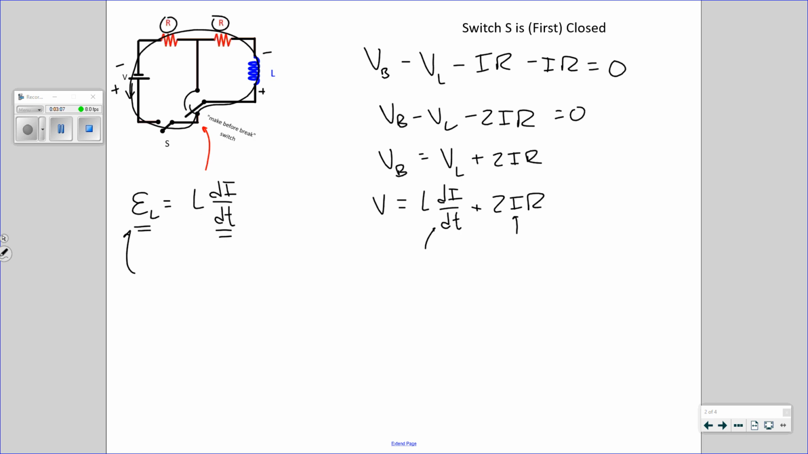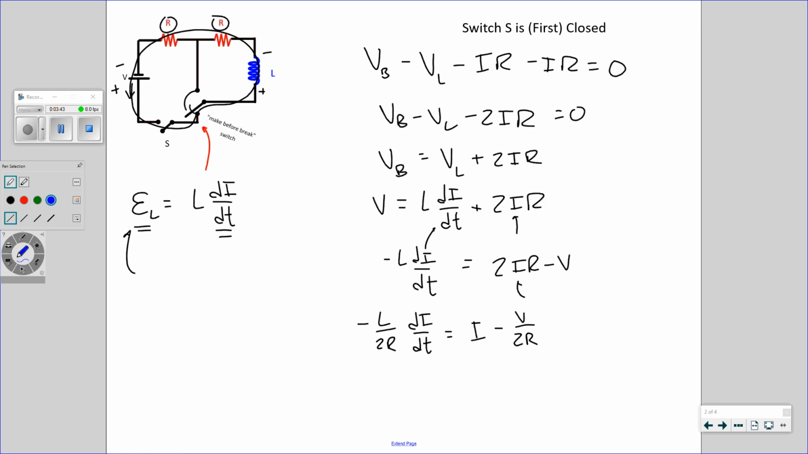I'm going to write this as follows. I'm going to leave the 2 IR by itself minus V equals negative L di dt. All right, what I'd like to do is get the I's by themselves. So that means I'm going to do negative L over 2R di dt is I minus V over 2R. Now, from a notation standpoint, we can make some use of the fact that we actually know what this is. What is V over 2R? Well, V over 2R is the current when this inductor isn't there.